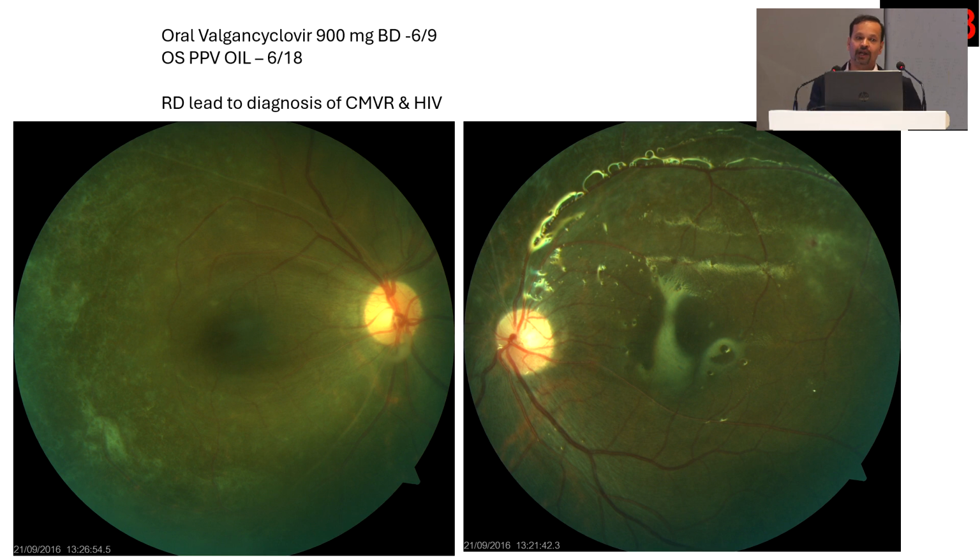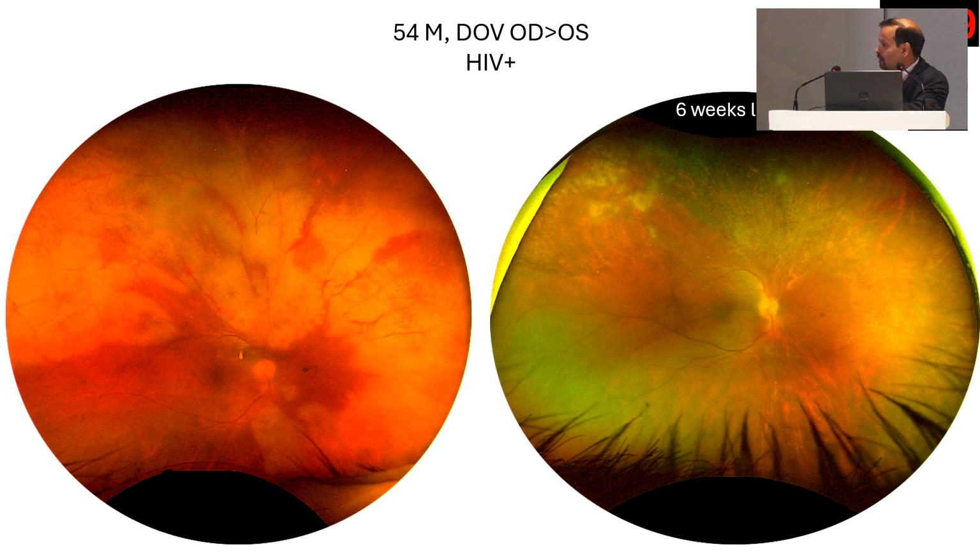So you need to continue the antiviral therapy till the patient is immunocompetent once again, whereby the patient's immune system is able to fight the CMV virus. Otherwise, the disease will keep on recurring. And in this patient, in fact, RD was a boon. Otherwise, he could have presented later on when the macula and optic nerve had atrophied.